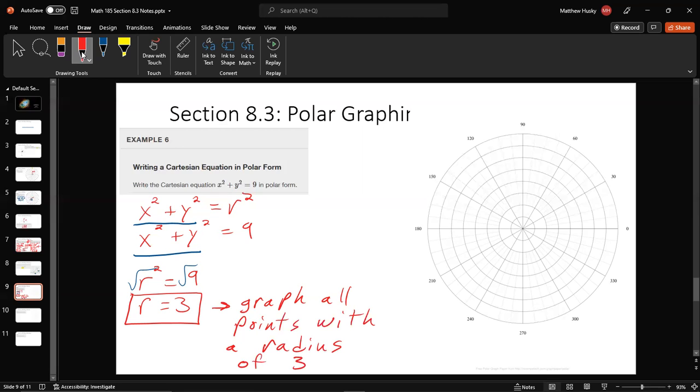So if we find where we have a radius of 3, you've got 1, 2, 3. So there's a radius of 3. And if the equation is r equals 3, what that means is that we're basically going to plot every location where we will end up with a radius of 3, which is basically going to give us this circle right here.